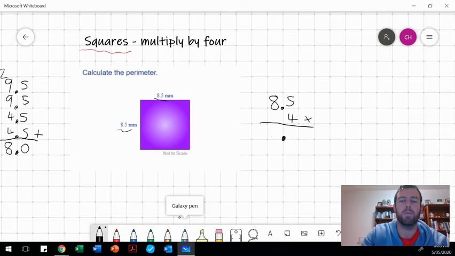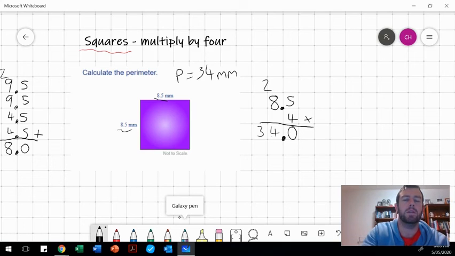Now I've put the decimal point in line. Remember that the decimal point stays in line. So now I have 4 times 5 is 20. 4 times 8 is 32, plus 2 equals 34. So I know that the perimeter of this square equals 34, and the unit is millimeters.